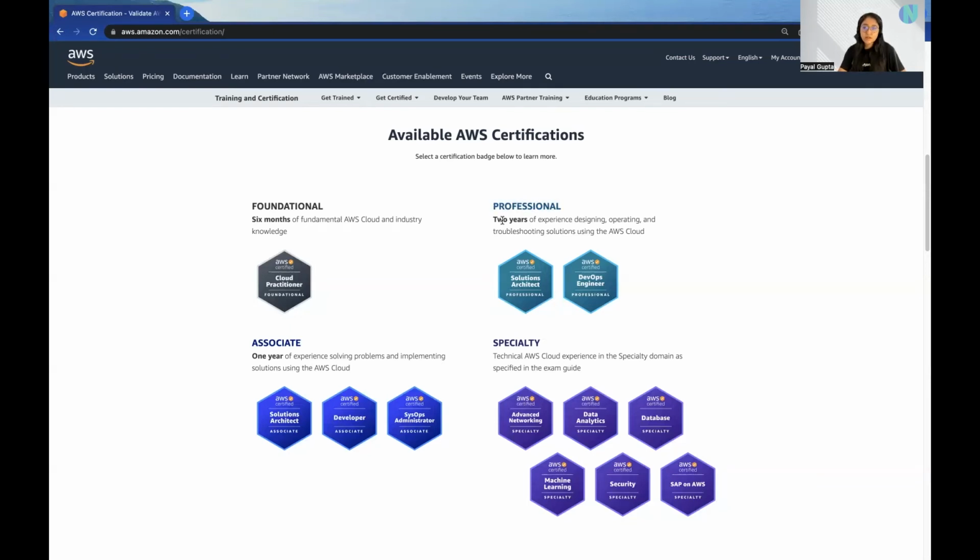So professional level exams are basically advanced level certifications which require deep knowledge of AWS services and how to implement them and to architect solutions while considering the best practices of AWS resources. So it basically requires practical hands-on experience with 2 or more years of experience in designing, operating, and troubleshooting solutions using AWS Cloud. This category has 2 certifications. One is the Solution Architect Professional and the other is DevOps Engineer.